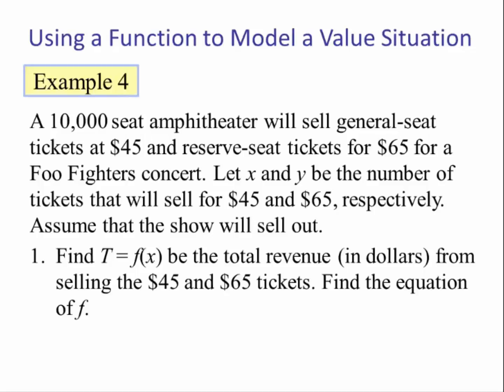Let X and Y be the number of tickets that we will sell for $45 and $65, respectively. Assume that the show will sell out. Number 1, let T, which is equal to f of x, be the total revenue in dollars from selling the $45 and the $65 tickets. Find the equation of f.